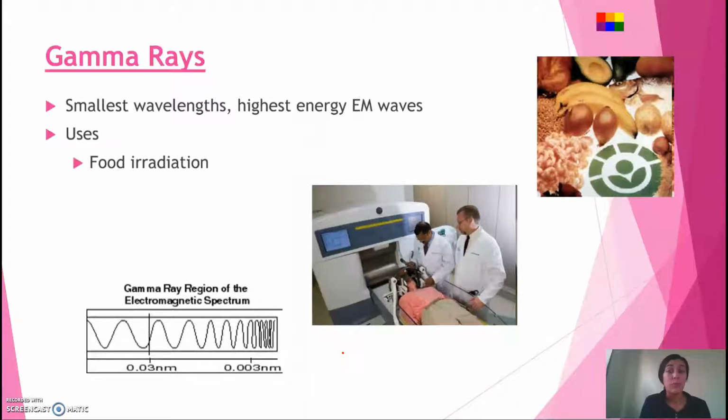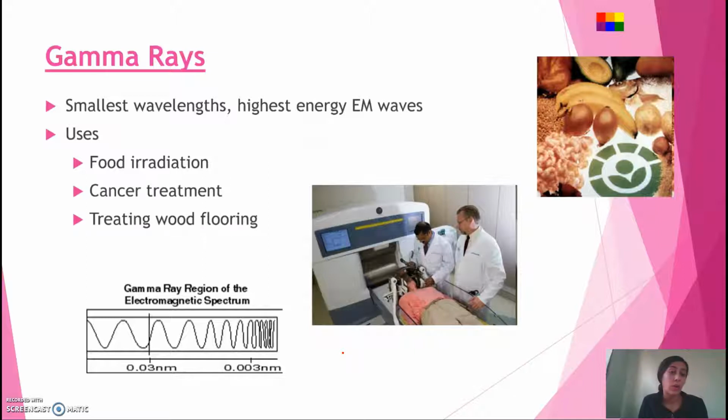We use gamma radiation in food irradiation, cancer treatment, and treating wood flooring. When we're using it in cancer treatment, you have to keep in mind that it's not only killing those cancer cells, it also kills the healthy cells too. That's why it's such a risk to use gamma radiation. Generally, people only use it if they're in stage 4 and they have a lot of cancer cells that need to be treated, and they've got some healthy cells that are capable of bringing back the patient.